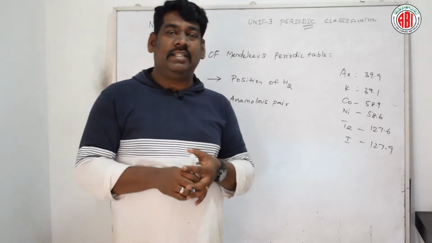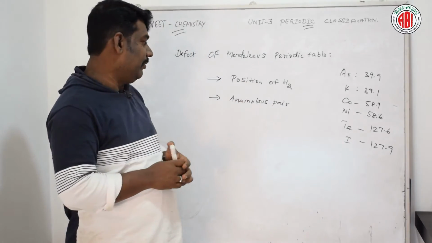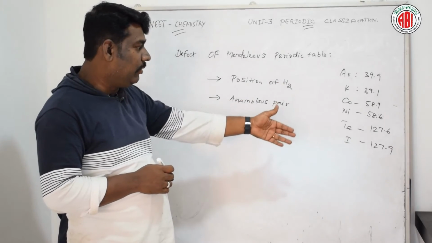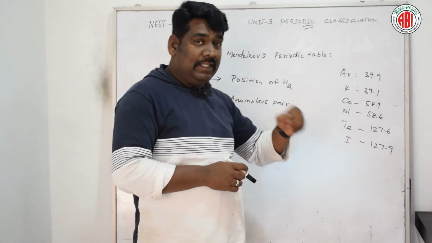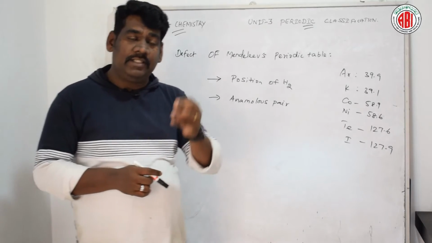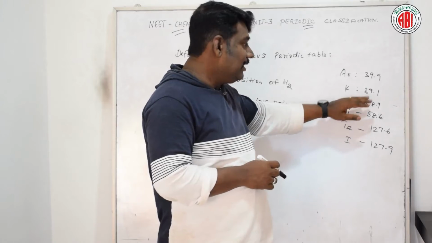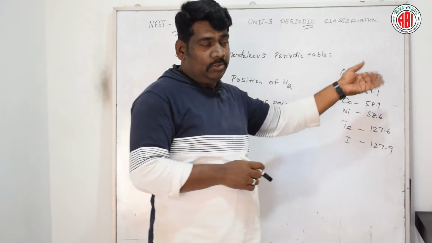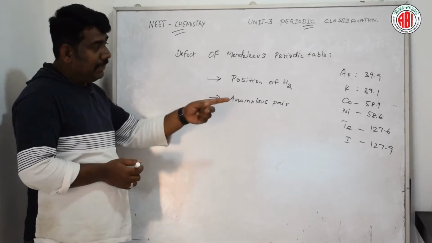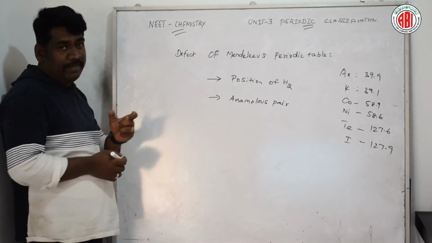So this is one of the major defects in the Mendeleev periodic table. In anomalous pairs, we can see elements with greater atomic mass placed before elements with lower atomic mass. Their particular positions are not justified or well determined.